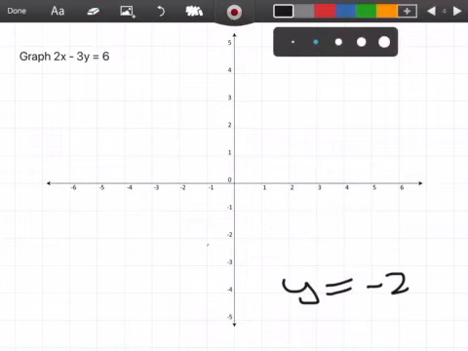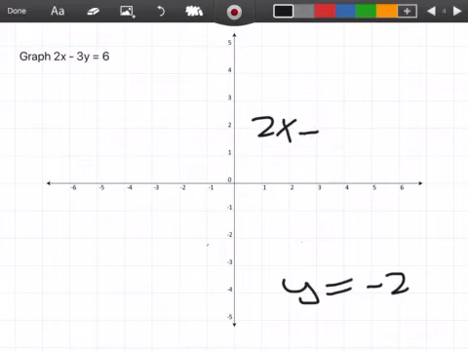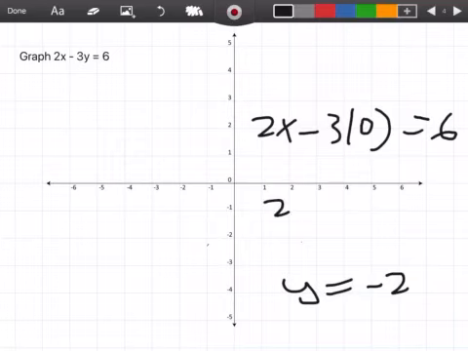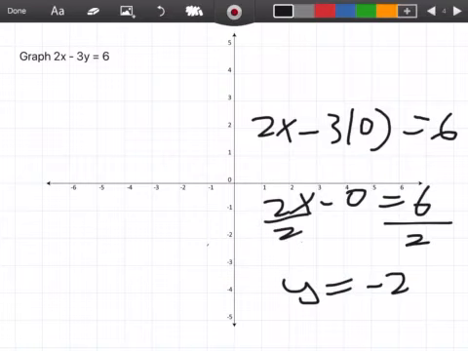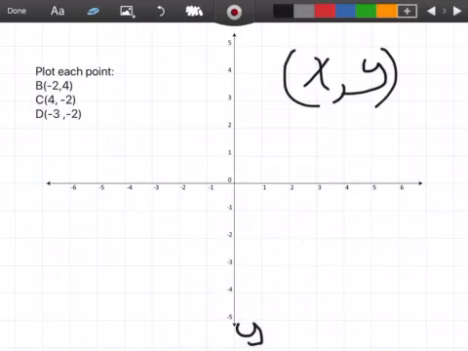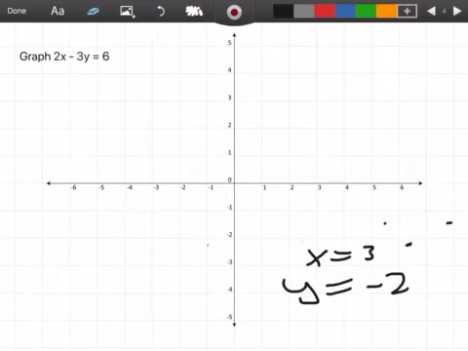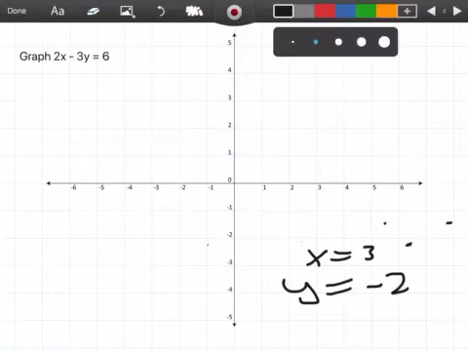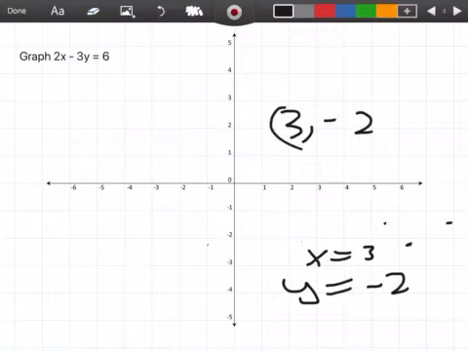Now let's substitute y as 0. We have 2x minus 3 times 0 equals 6. So 2x minus 0 equals 6. Divide by 2. We get x equals 3. So let's write that in parentheses like we did in the previous slide, as x and y. So x would be 3, y would be -2. That's how it would be.